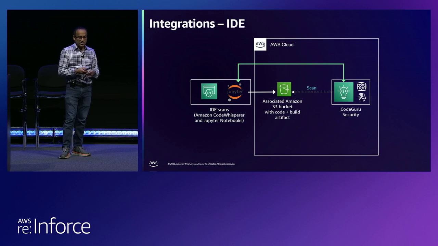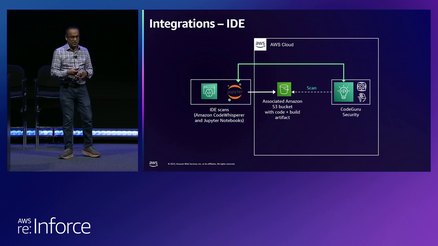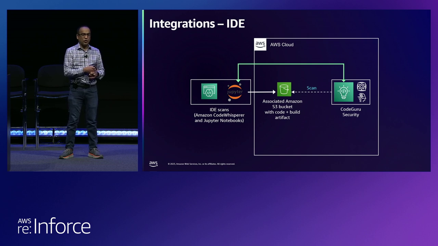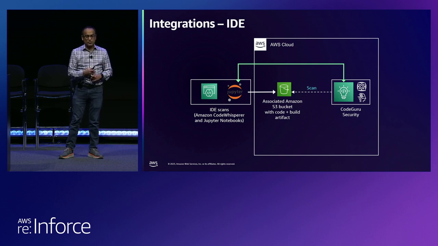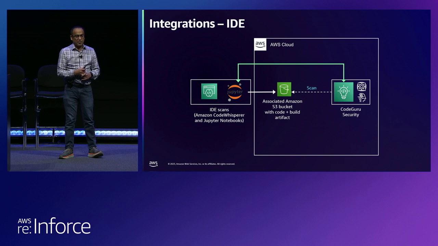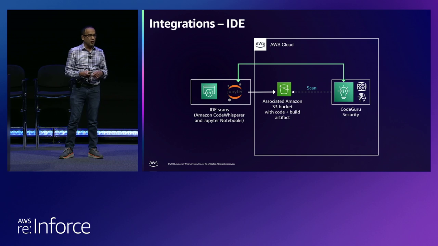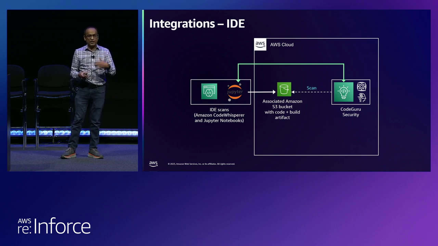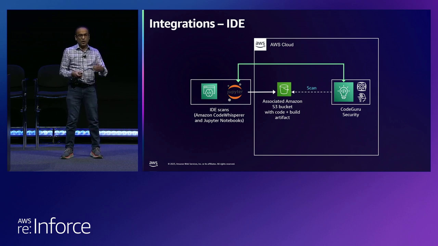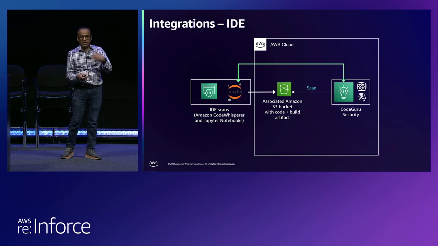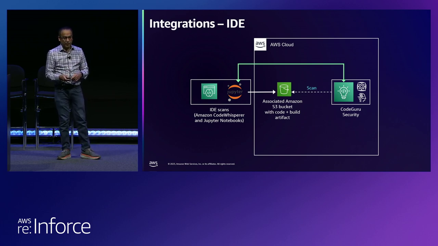I talked about IDE integration. As I mentioned, we have CodeWhisperer. CodeWhisperer has plugins through the AWS Toolkit, which also include CodeGuru Security scanning. You can use it in Visual Studio, you can use it in IntelliJ, and of course, we have plugins for Jupyter. You can also use that in SageMaker notebooks. We have some unique ML detectors in the Jupyter notebook plugin, where we also detect certain types of errors that a typical machine learning developer might end up making.